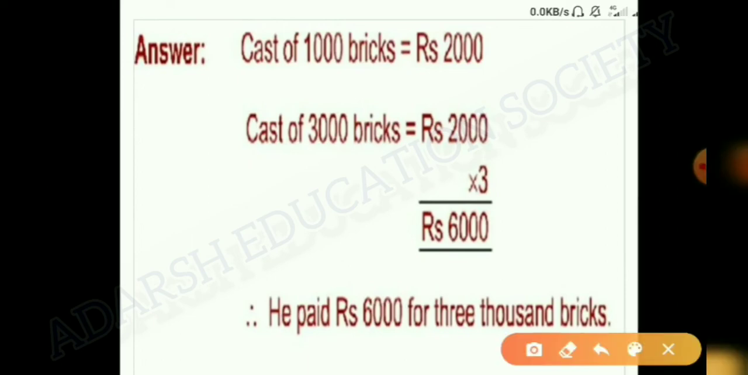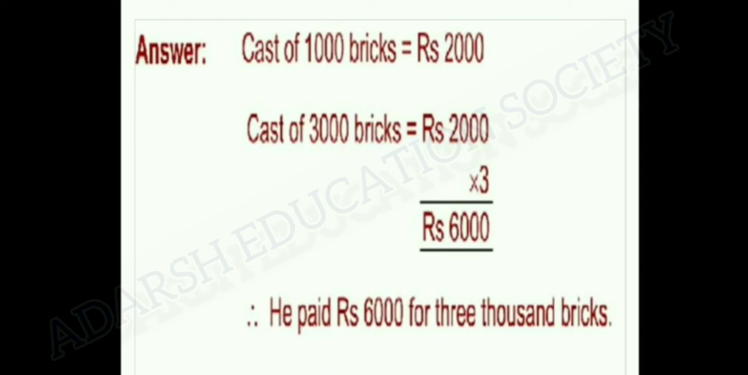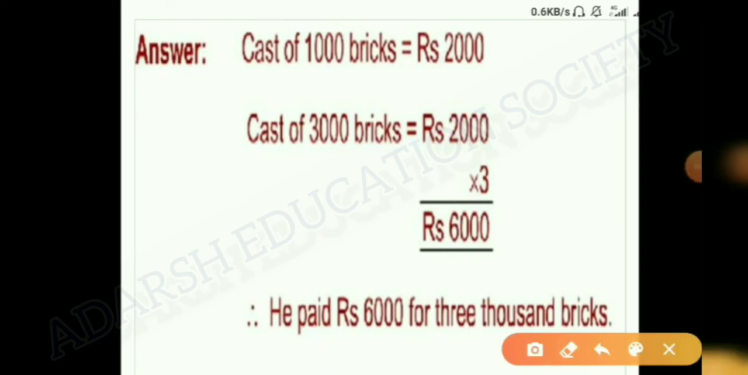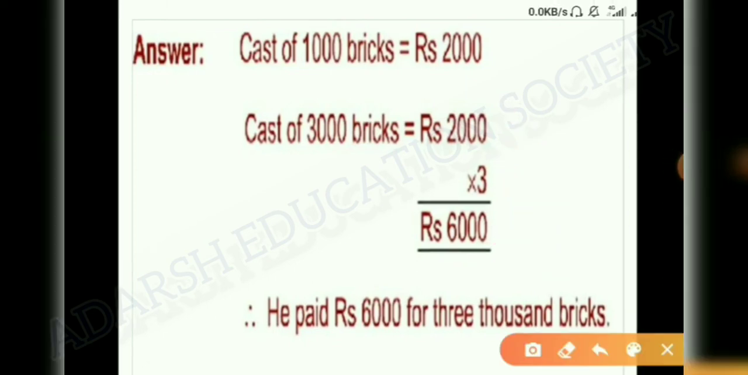First of all, the cost of 1000 bricks is rupees 2000, okay? Then what is the cost of 3000 bricks? Here we have to do multiplication. In this you can clearly see rupees 2000 multiplied by 3. So the answer is rupees 6000. So he paid rupees 6000 for 3000 bricks.